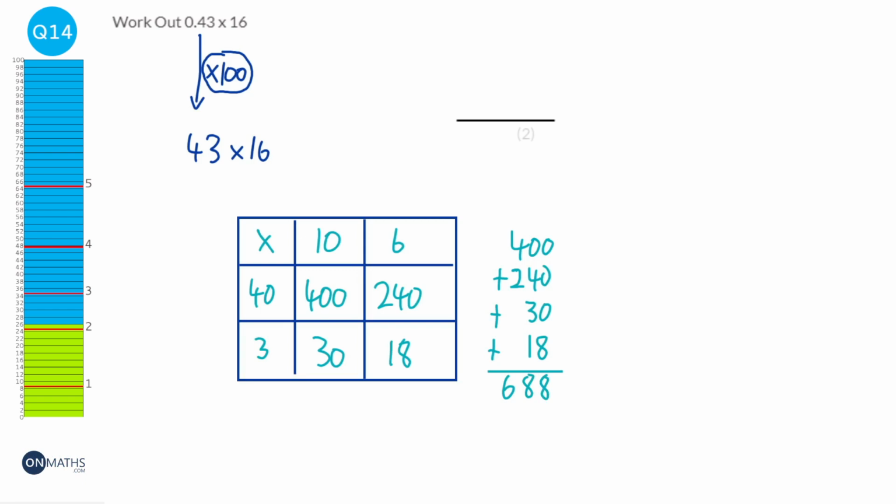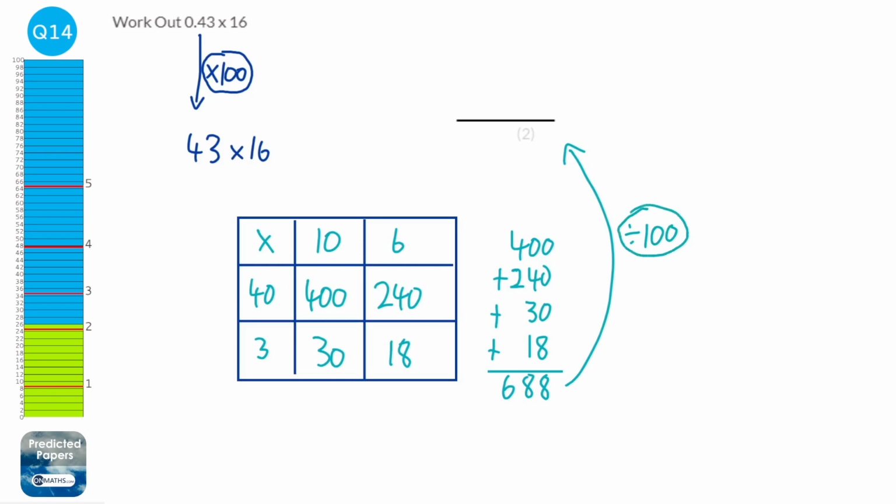Okay. Now, the problem is that obviously this is not going to equal 688. What we've done though is we've times it by 100. So to find the answer, all we need to do is undo that times by 100, so divide it by 100. When we divide that by 100, we get 6.88.